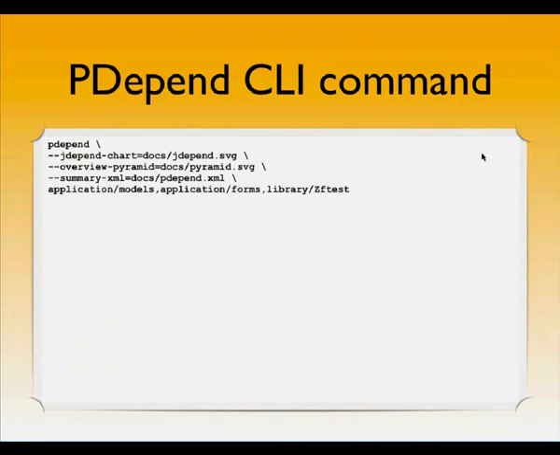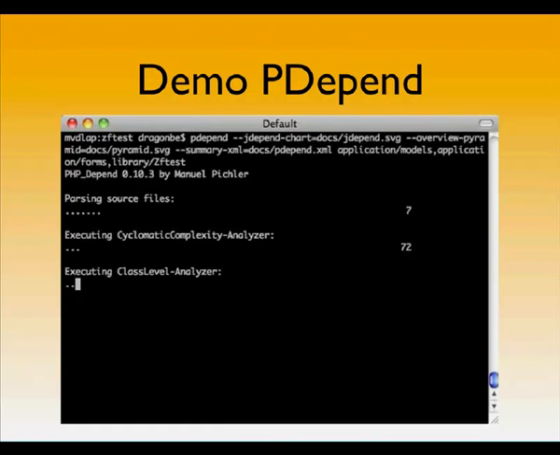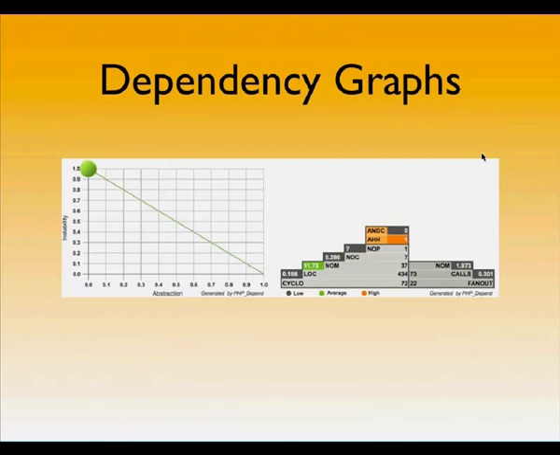If you have someone in your team that likes graphics, PHP Depend will give you those graphics. First of all, you get the dependency graphic in SVG. You also get an overview pyramid in SVG. And you can get several reports. I chose the summary XML that will explain more about what's actually going on with the dependencies in my code base. When I run it, it does a lot of analysis, and it generates my graphics.